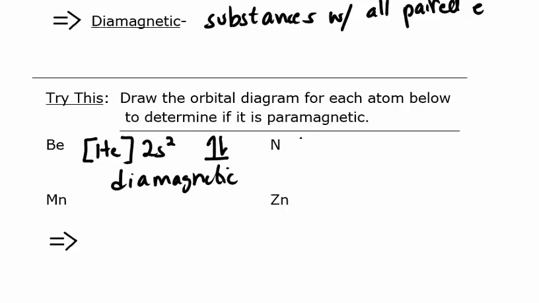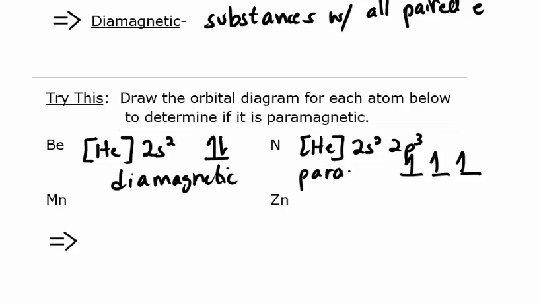Now let's look at nitrogen. Its electron configuration is helium 2s2, 2p3. So all we have to do is look at the 2p3, which is 3 orbitals with 3 electrons. Those are unpaired, therefore this is a paramagnetic substance. So nitrogen's paramagnetic.